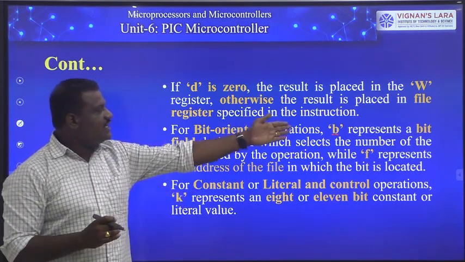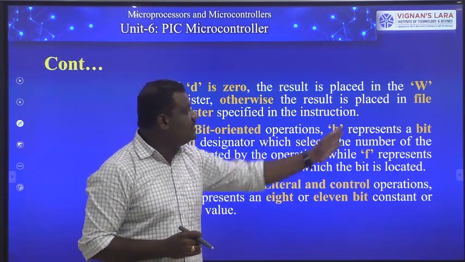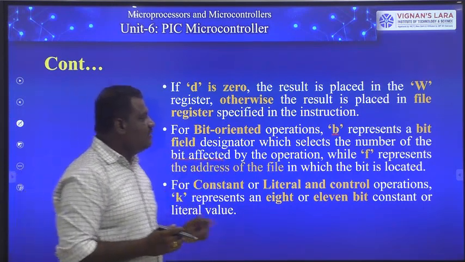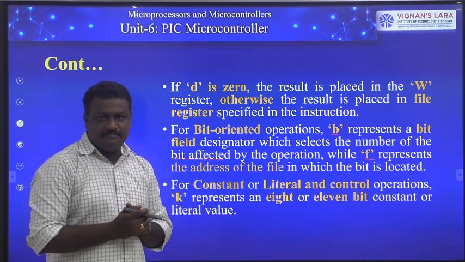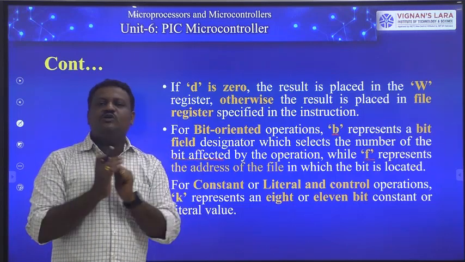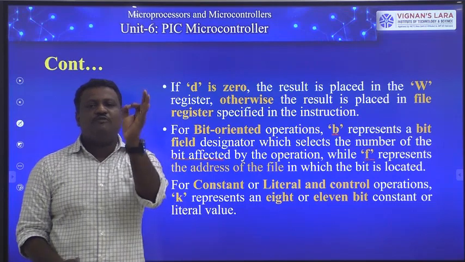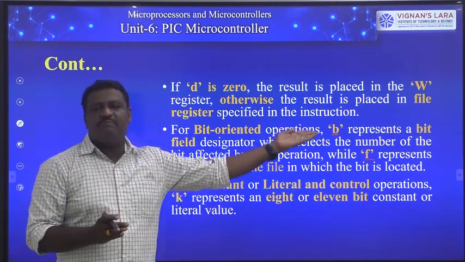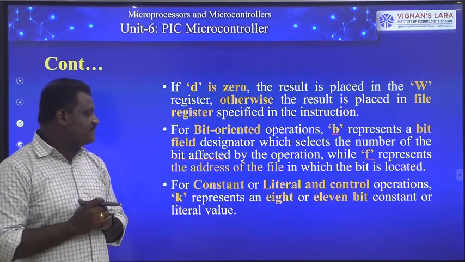So in that case, B represents a bit field designator, which selects the number of the bit affected by the operation, while F represents the address of the file. That means if I consider a file register whose size is 8 bits, this bit field represents only one specific bit out of that 8. That address is indicated by the bit field, and F indicates the file register itself.